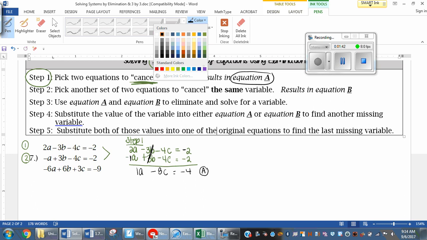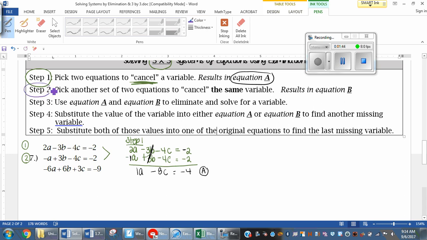I'm going to start now on step 2. Okay, step 2 says pick another set of two equations. So we already did 1 and 2. We need to pick a different pair. We still are going to need to be working with the b's, okay? So if you look at negative 3b and positive 6b, we can easily turn negative 3b into a negative 6b so that these b's will cancel. So right now I'm going to reuse equation 1, but I'm also going to pair it with equation 3. Okay, so this is step 2.